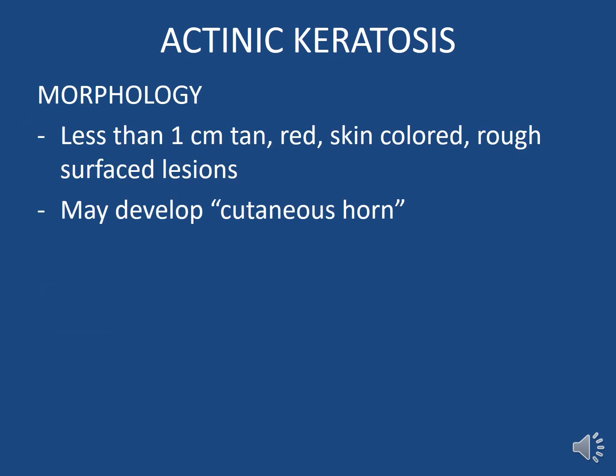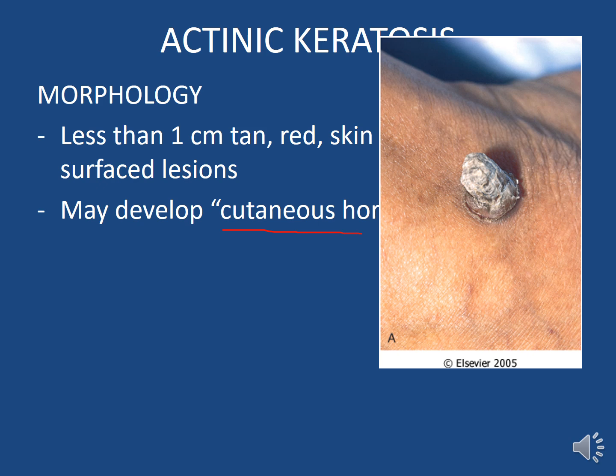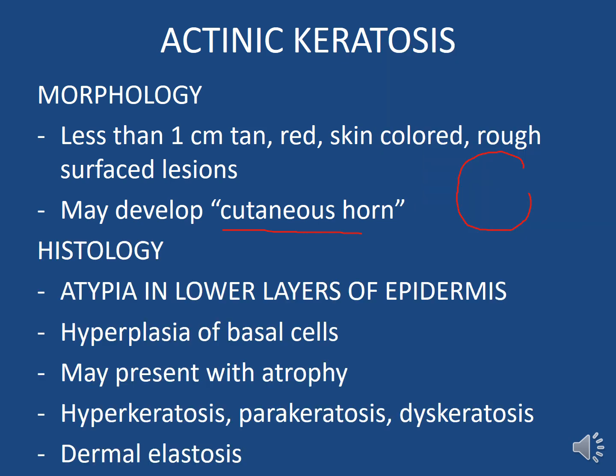Usually, you will be able to see tan, red, skin-colored, rough surface lesions. With time, these lesions may become hard and produce this appearance, cutaneous horns, such as in the picture shown. This will develop from hyperkeratosis, excessive keratin formation. Under the microscope, we will be able to see the following abnormalities.